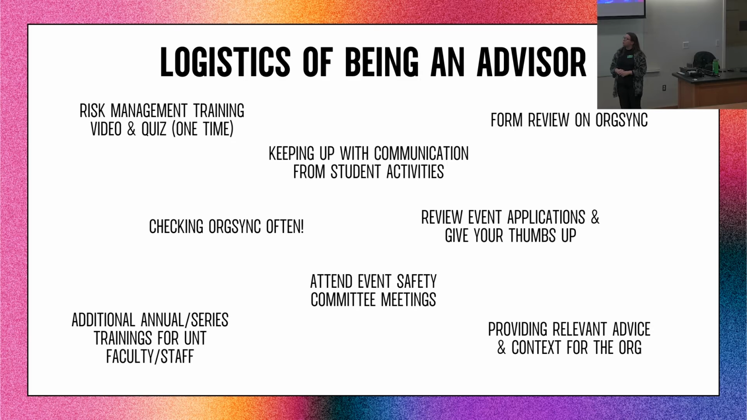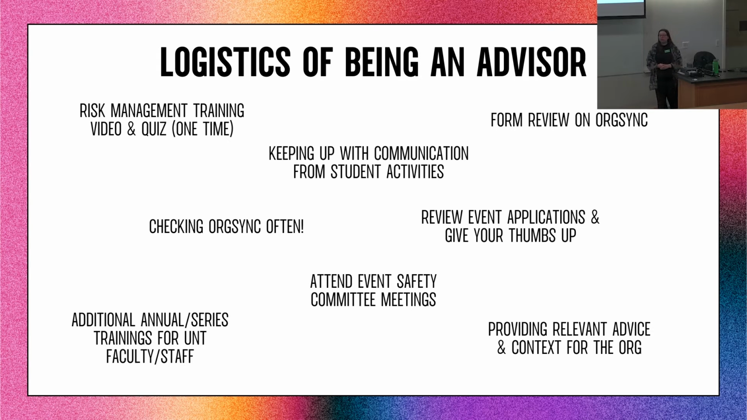Next is reviewing event applications and giving your thumbs up. This is a super crucial part of being an advisor. And some students will say that this is the most important because they're always like, we want to have this event right now. But this is very important so that you also are kept in the loop about what your student organization is doing and what potential levels of risk they might be getting into with those events.